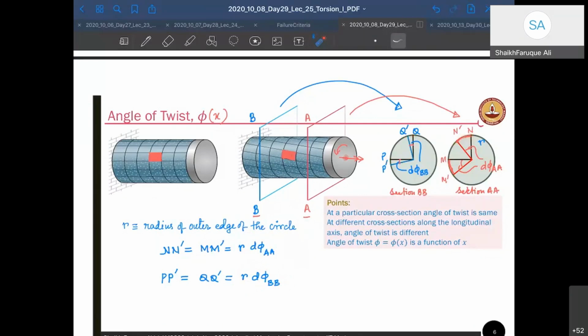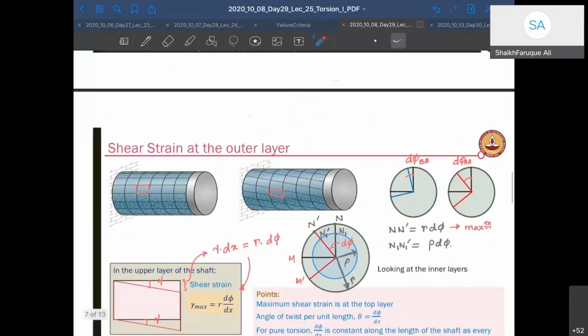So we have calculated how much shift has happened. If this was the initial line, and this is your after-twist line, the same line, then this shift is calculated by these values, right? This is because of this cross section, and this is because of this cross section. So those two values are calculated. Now, how do we use that value?